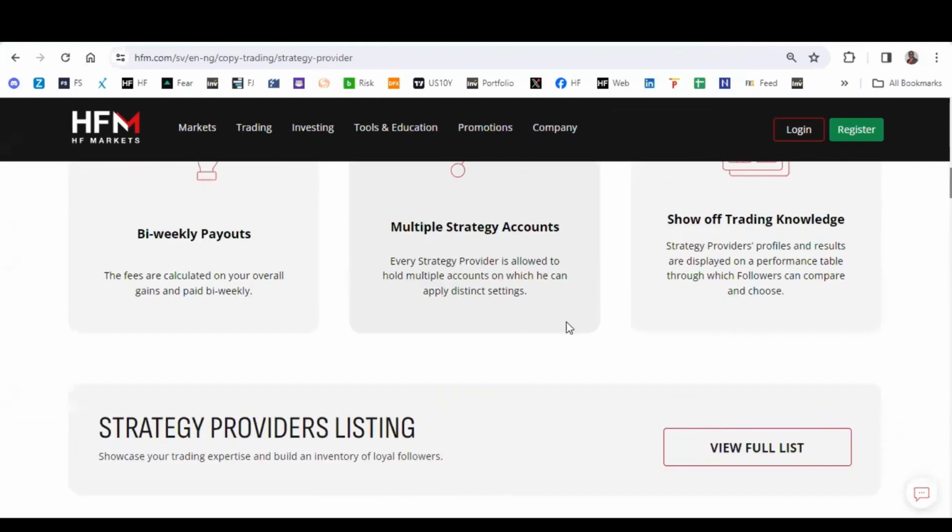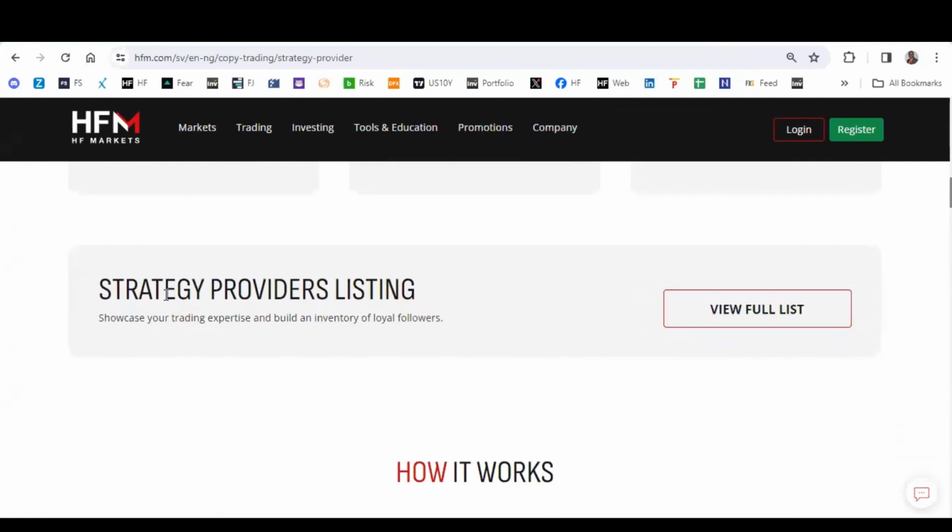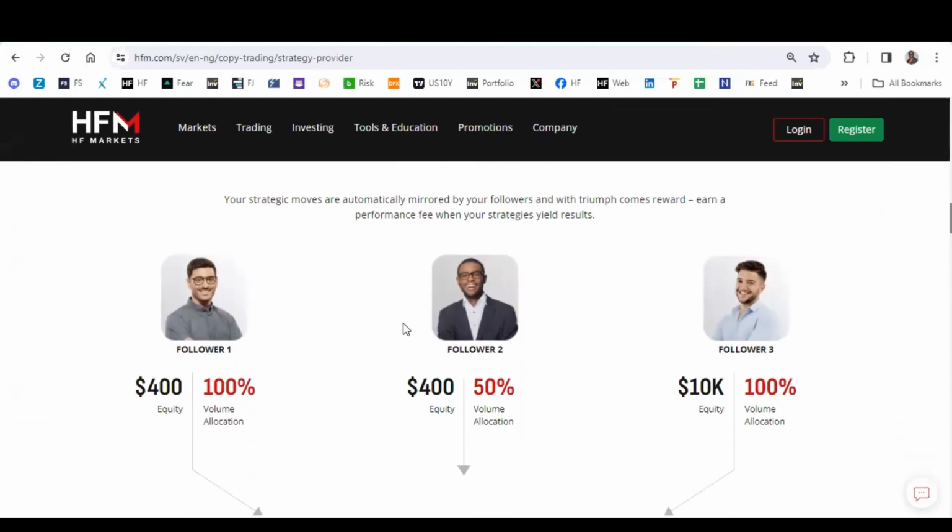So under the strategy provider, you have the full strategy provider listing. You can see the list of all strategy providers, which we're going to look at now so that we can understand exactly the parameters on there and how it works. There's also a how it works section here.